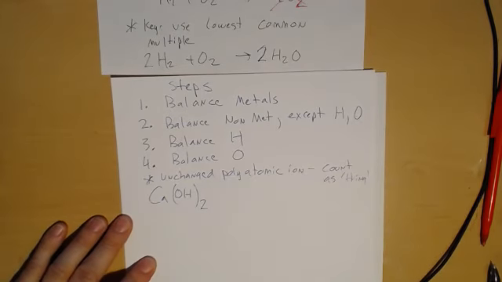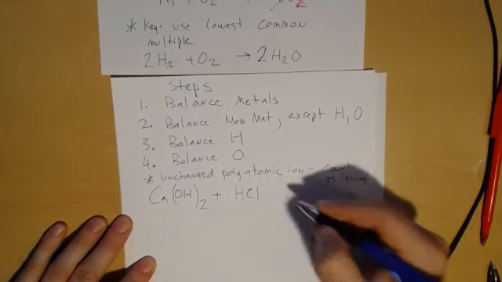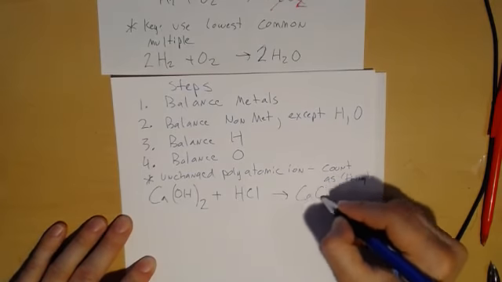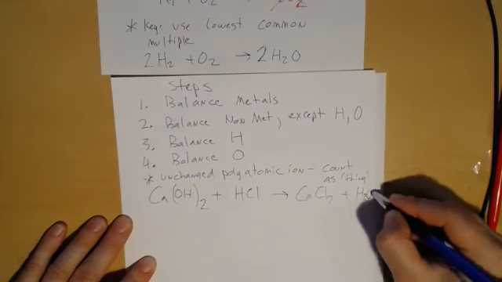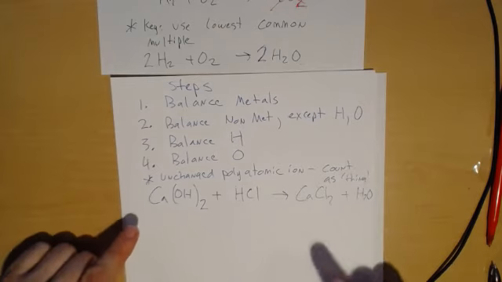So here we have calcium hydroxide reacting with hydrochloric acid to make calcium chloride and water. Did I run out of room? I guess that's okay. All right. So let's balance this. So where's the metal?